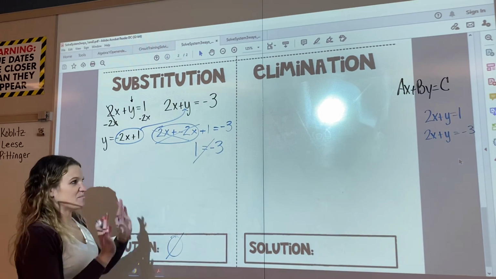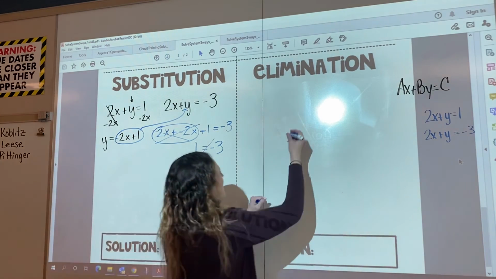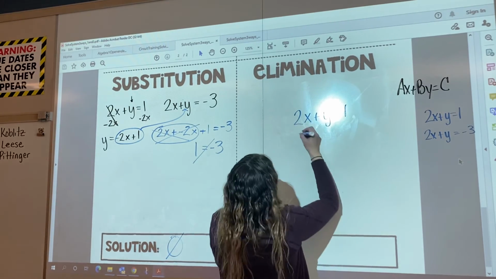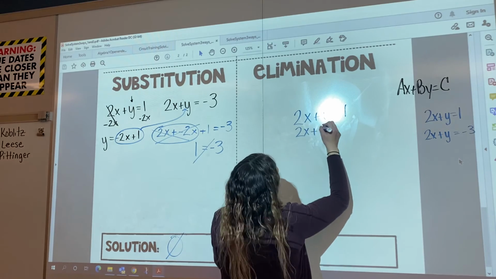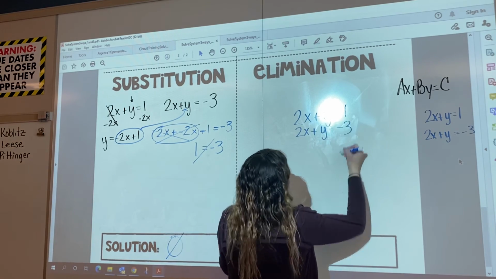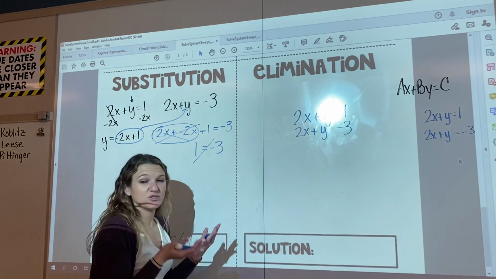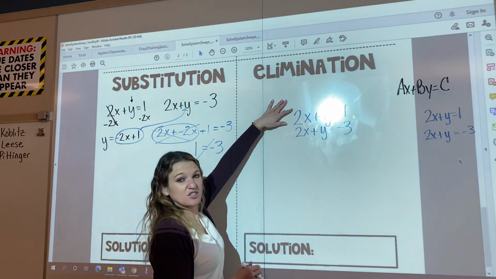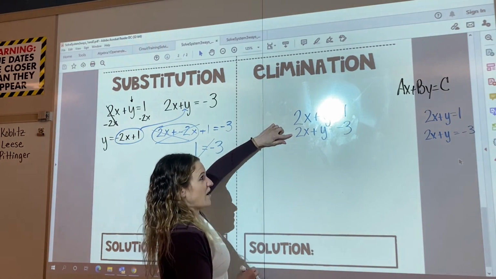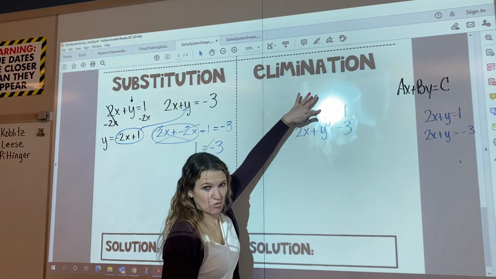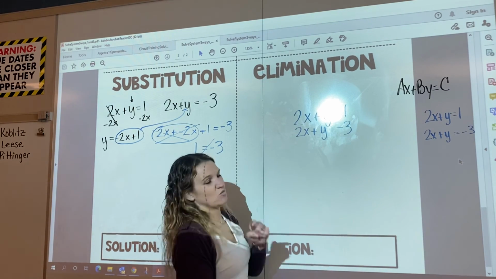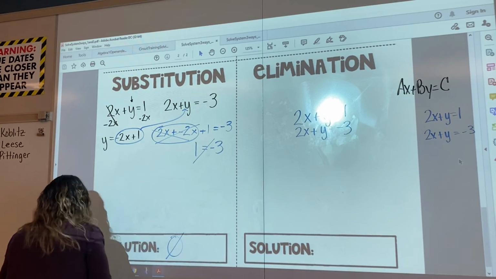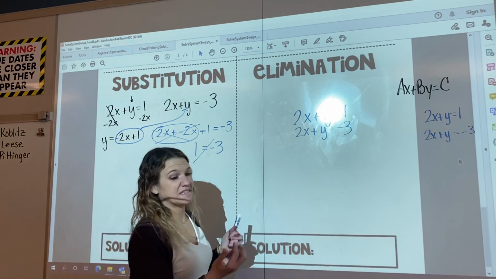One more time, elimination. Again, I'm going to rewrite these. All right, in order to eliminate, I would need the opposites. So if this is a positive 2, I would need this to be a negative 2x. Since this is a positive 1y, I'd need this to be a negative 1y. I don't have that situation. So I'm going to need to multiply the entire equation, one of them, it doesn't matter which one.